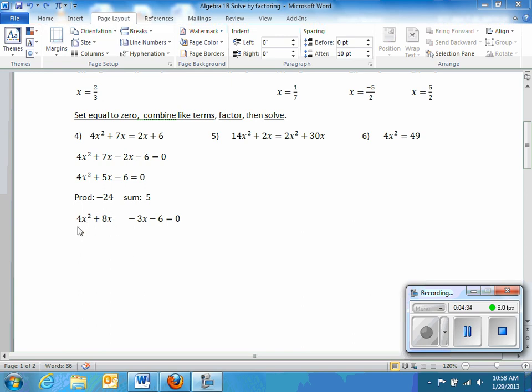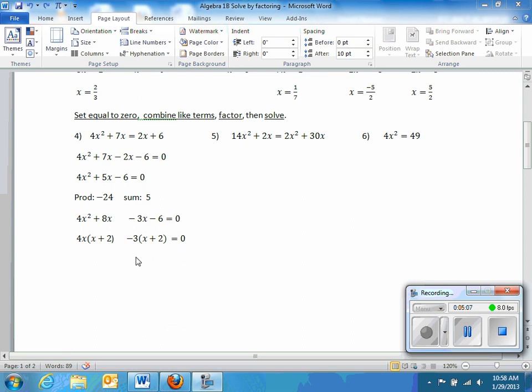I could pull a 4x out of both of these. If I pull a 4x out of here, it'll leave me with an x, and if I pull a 4x out of an 8x, it'll leave me with a 2. Now I have to pull something out of this group that will also leave me with the leftover x plus 2. I'll have to pull out a negative 3. If I pull a negative 3 out of this group, it'll leave me with the x. I pull a negative 3 out of negative 6. Negative 6 divided by negative 3 is positive 2.